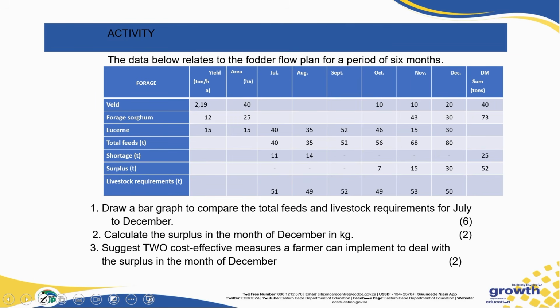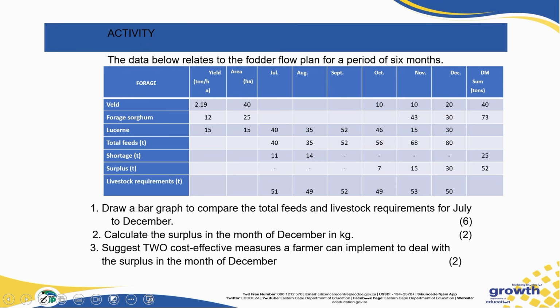Then the forage sorghum, the yield is 12 tons. The area is 25 hectares. And then July, August, September, October, there's nothing. Then in November, 43, December, 23, giving a total of 73. We study it right through. Likewise, the Lucerne yield, 15 hectares, 15. Throughout these 6 months, there is a yield for Lucerne, but there's no total.